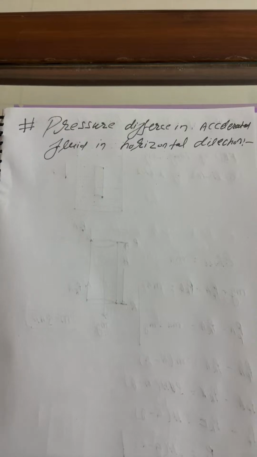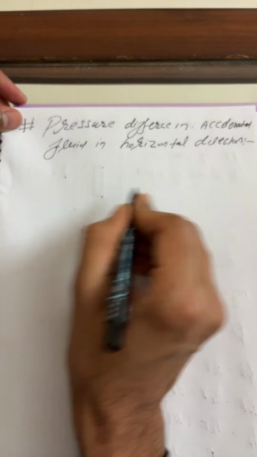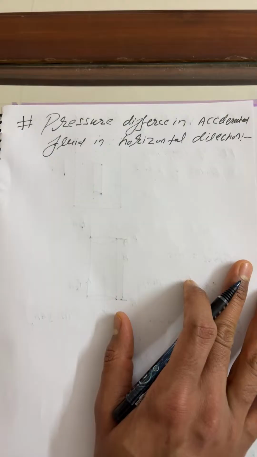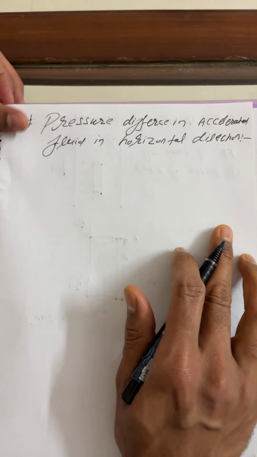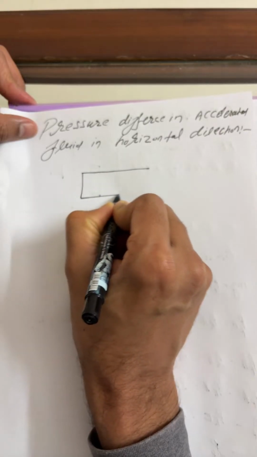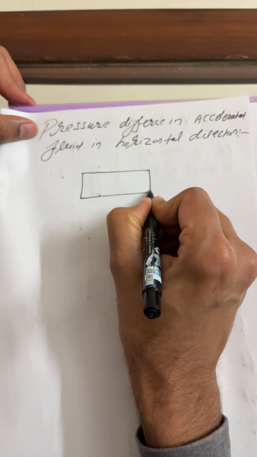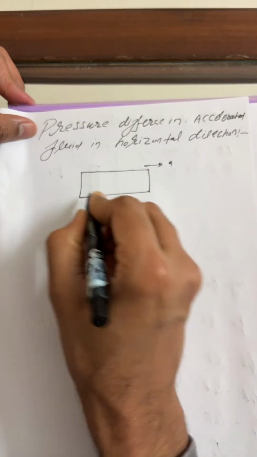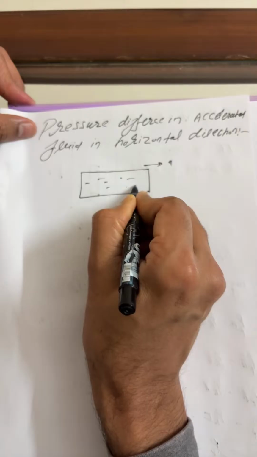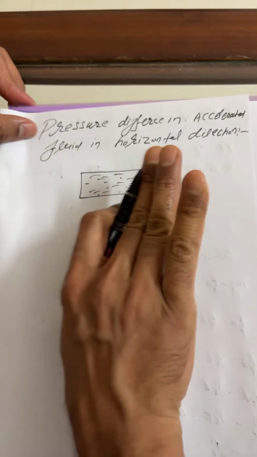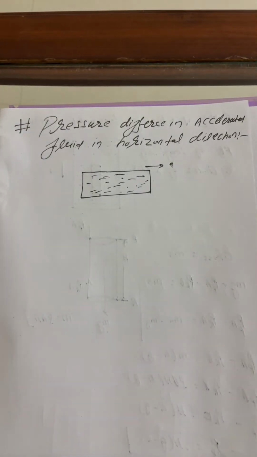Students, you can take into consideration that it's a closed container. This is a container filled with water. The motion is towards the right, and you are dragging the container in the horizontal direction.